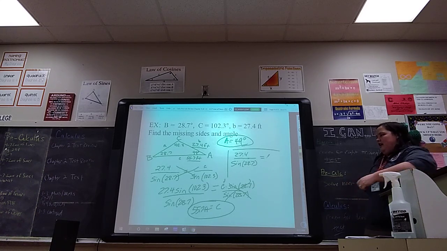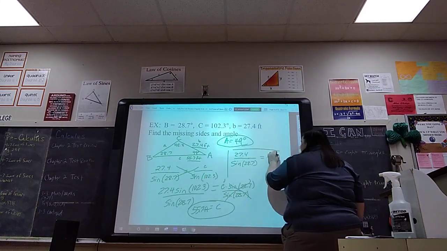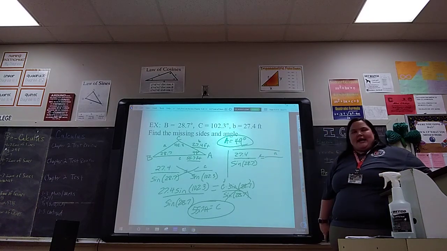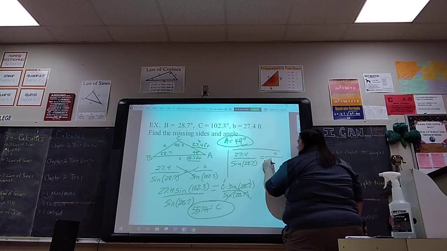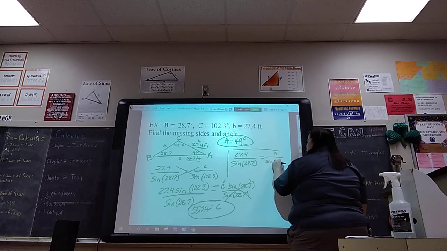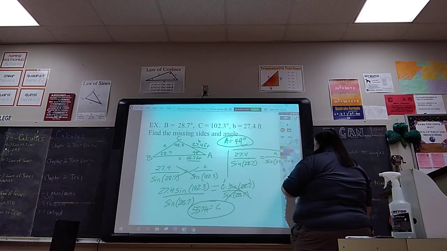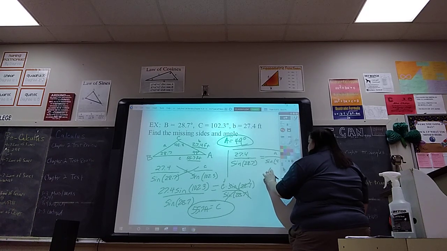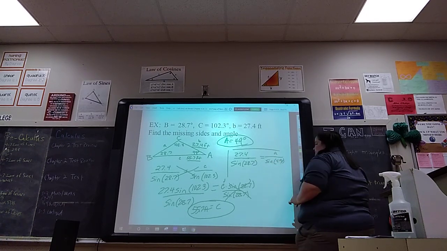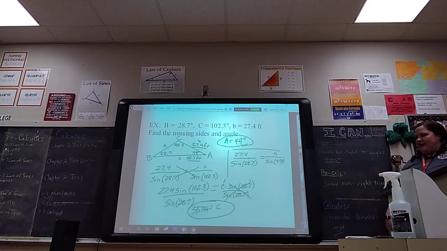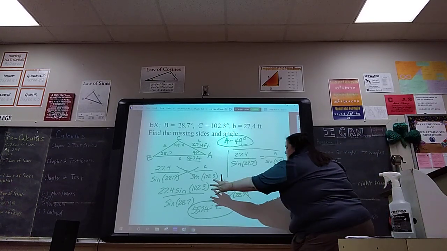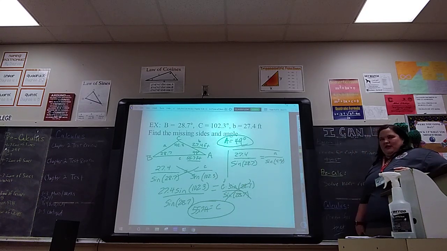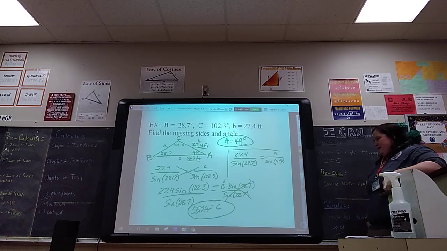So now I'm going to switch though. Instead of finding side C, I'm going to find side A. So really the only difference is now instead of dividing by sine of 28.7, it's sine of 49. So you have to solve for everything? Yep, we're finding all missing sides. I didn't leave myself a ton of space because I wrote this a little bit too big, but okay. So now we're pretty much doing the same type of thing.